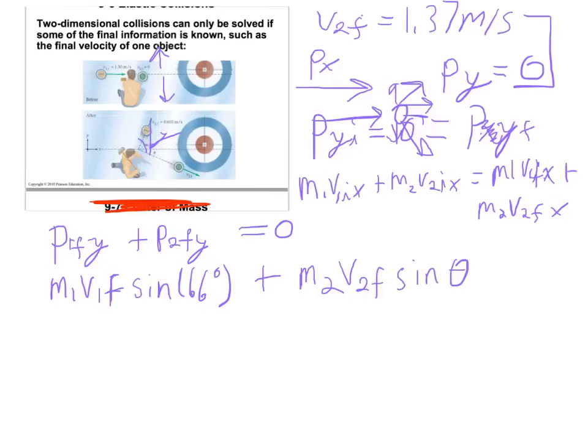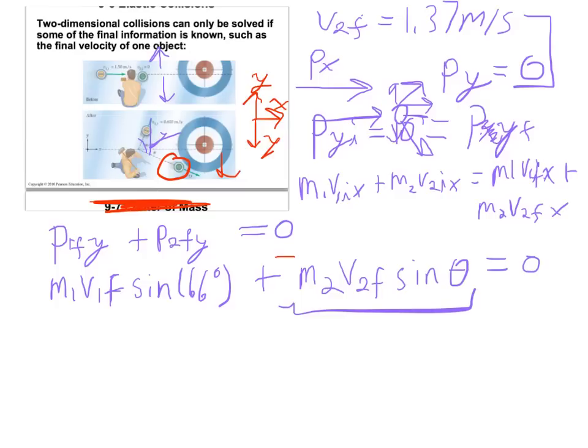Next, I'm going to note something else. Earlier in the problem, we called this y and this x, meaning that down would be negative y. My second object is moving down, so I'm going to go ahead and make it negative. And then all of that gives me 0. So now, if I solve all this out, I could move this term to the other side of the equation, m1 v1f sine 66 degrees equals m2 v2f sine theta.